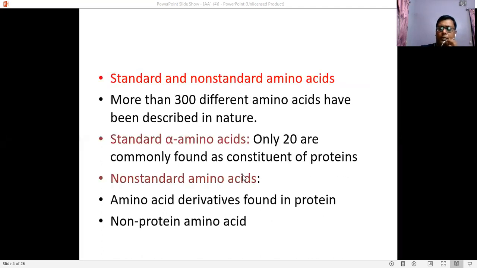So there are two types of amino acids: standard amino acids and non-standard amino acids. In our biological system, more than 300 amino acids are present, but among them only 20 are alpha amino acids and they are natural amino acids. So they are called standard alpha amino acids. The rest are non-standard amino acids.